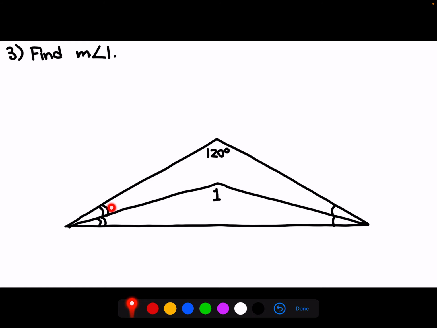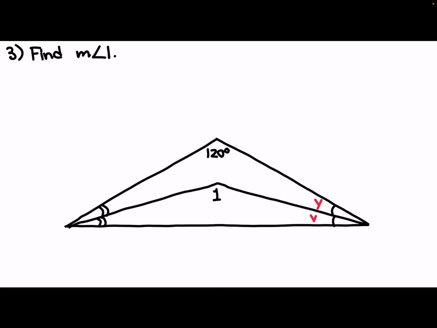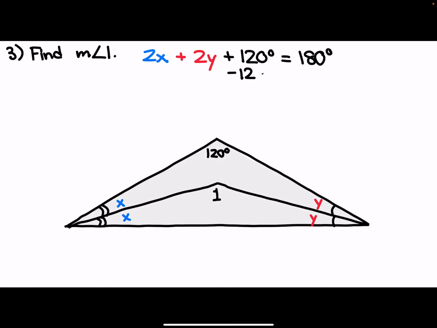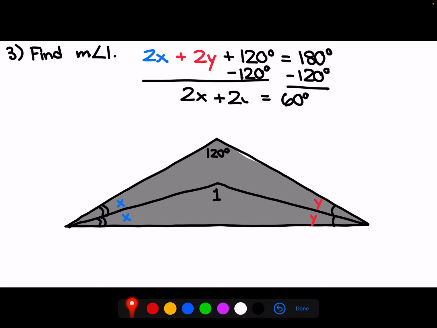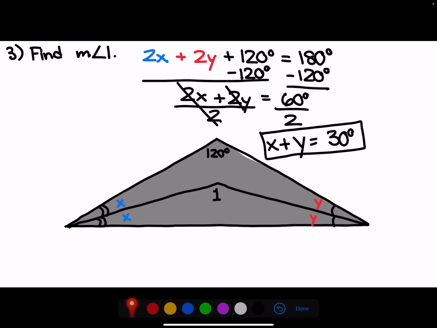So I now have X plus Y plus 120 equals the total amount of angle inside of a triangle, which is 180 degrees. From here, I'm going to go ahead and solve for x plus y. So I subtract 120 from both sides, giving me 2x plus 2y equals 60. Lastly, I divide both sides by 2, giving me x plus y equals 30. So that's focusing on the big triangle. I know x plus y equals 30.